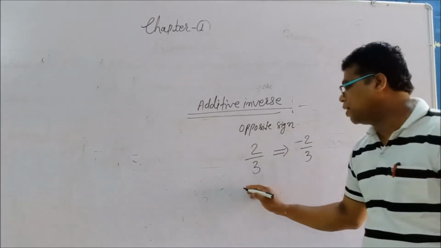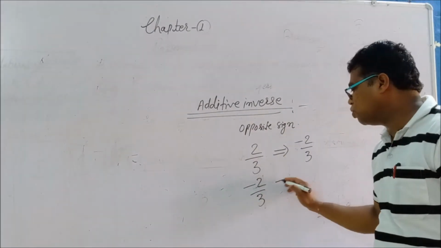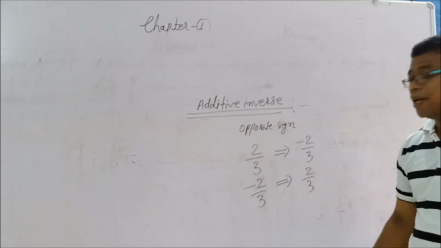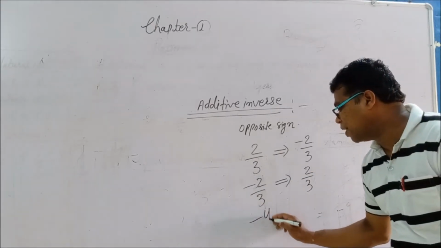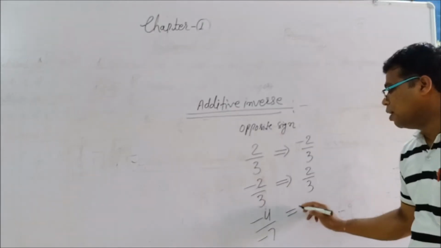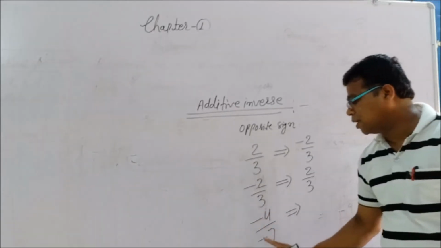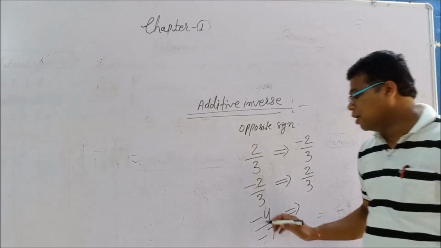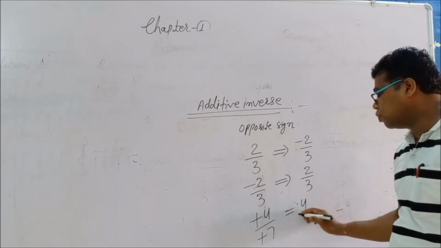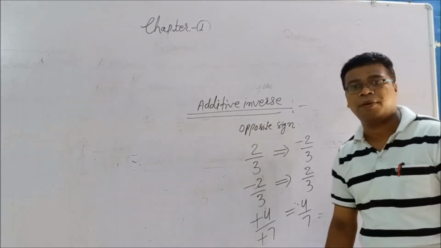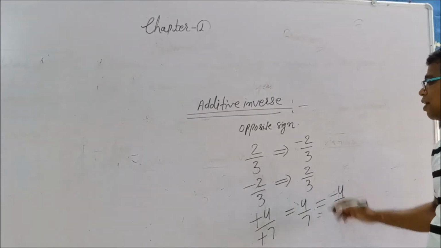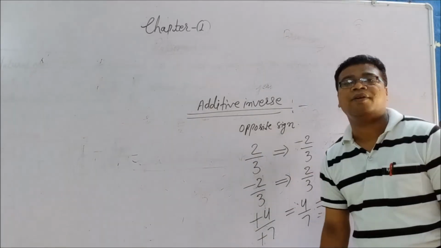If the question was find the additive inverse of minus 2 upon 3, my answer will be plus 2 upon 3. If the question is find the additive inverse of minus 4 upon minus 7, this is a little typical question. I know that if the minus sign is present in both numerator and denominator, I can cut it. Finally, this fraction is a positive rational number, 4 upon 7. And according to this, my answer will again be minus 4 upon 7. So this is the concept about additive inverse.